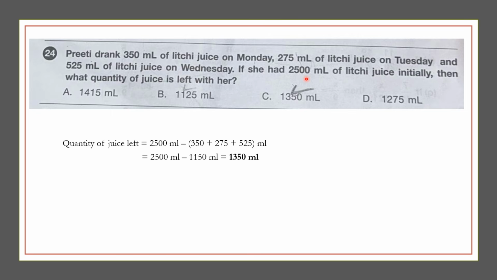So initially she has 2500 milliliter. So she drank this much. So we need to subtract these 3. So 2500 minus 350 minus 275 minus 525. So 2500 minus 1150 ml equals 1350 ml. So juice left with her is 1350 ml, which is option C.